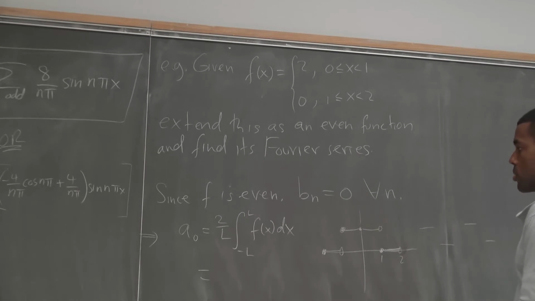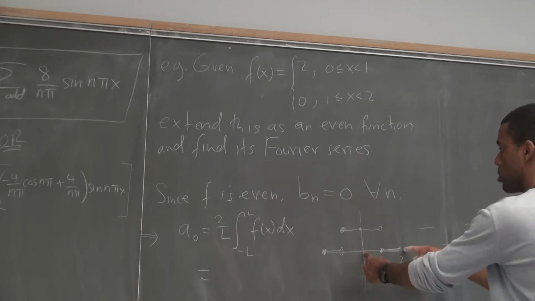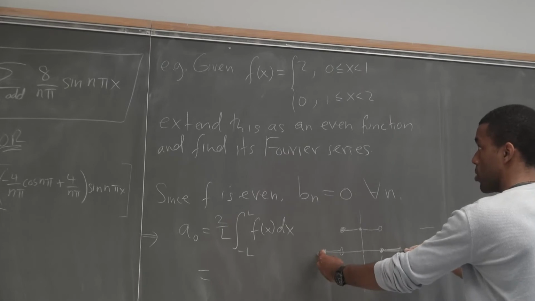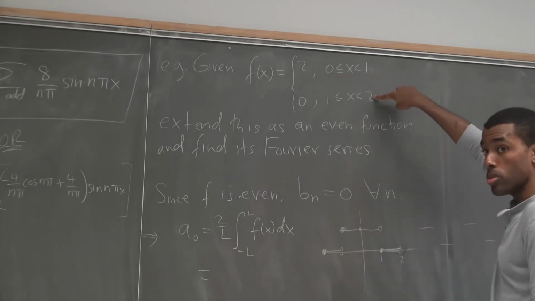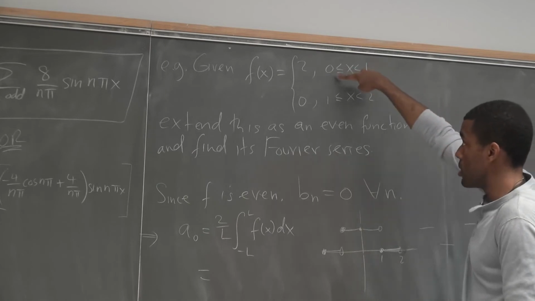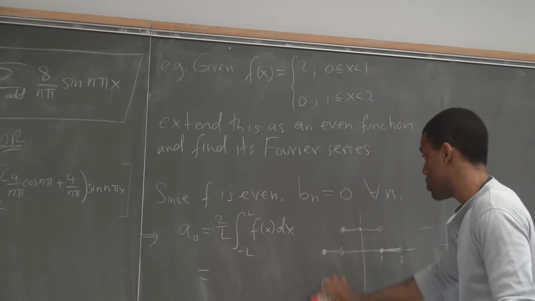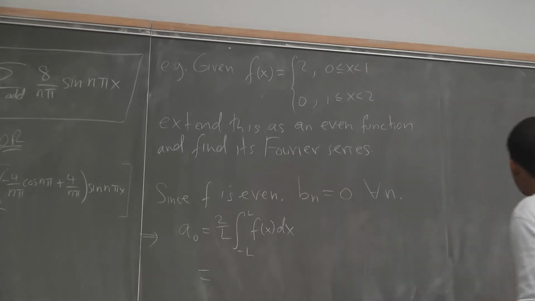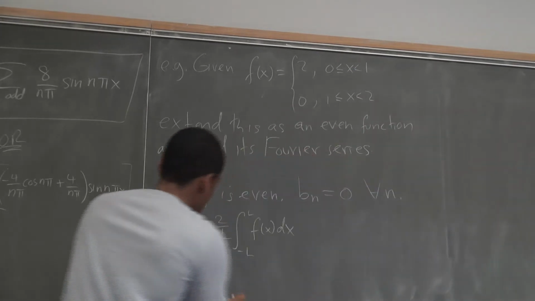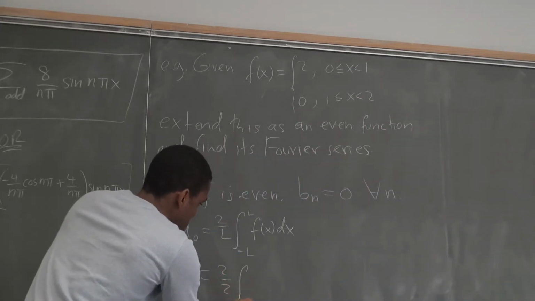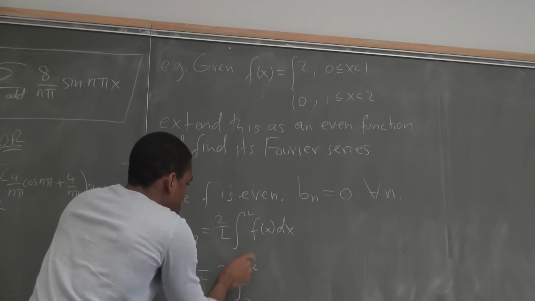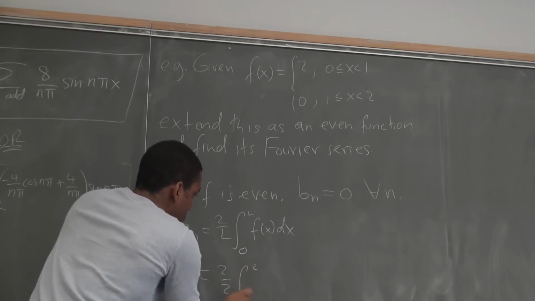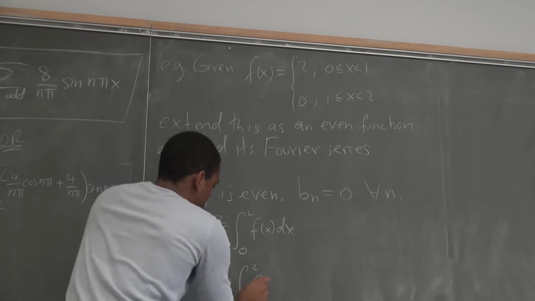L equals 2, because a full period would be 4. Notice that they only gave you the part starting at 0 going all the way up to 2. So the end point from 0 is going to be your L. L is 2 in this case. So this is 2 over 2 times the integral from minus 2 to 2, well, from 0 to 2 of f of x.